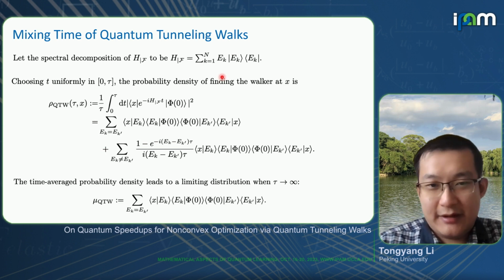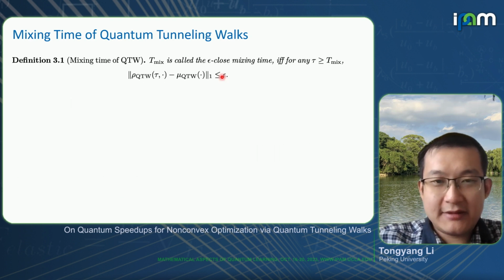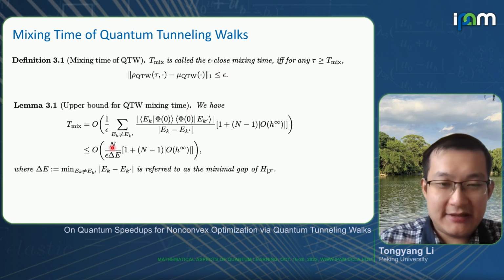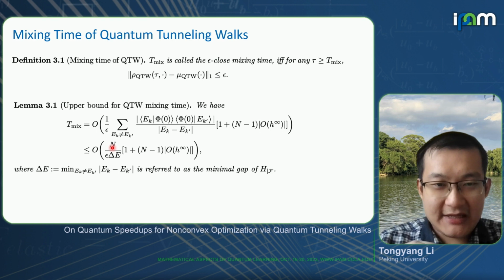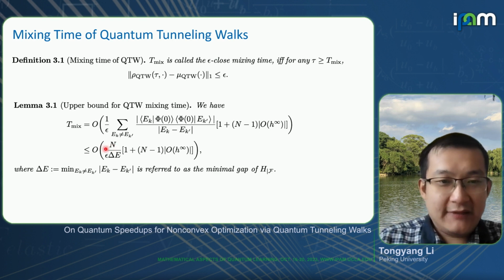So basically, in our analysis, we extend all of this to the behavior of the quantum tunneling walk, where we have a continuous function with local wells. A main result that we prove is that the overall mixing time complexity is O(N), where N is the number of local wells, divided by ΔE, the spectral gap.